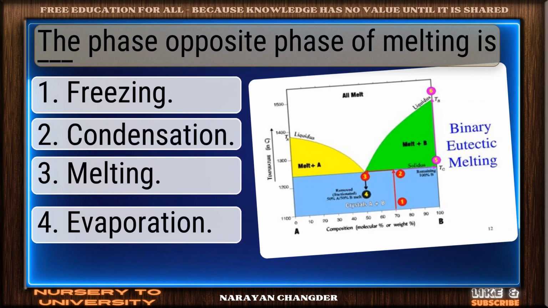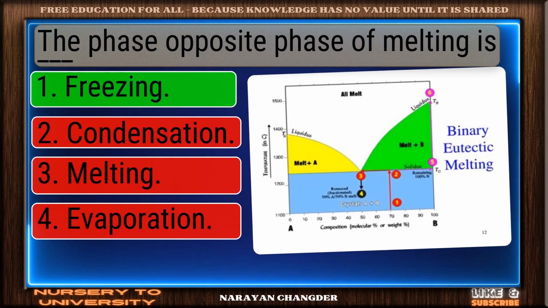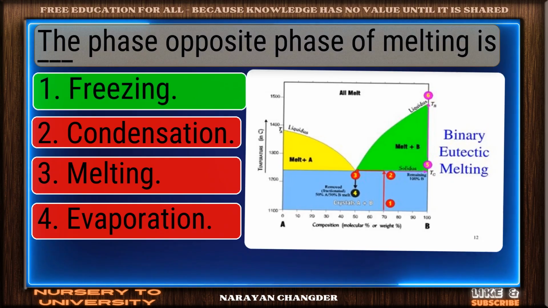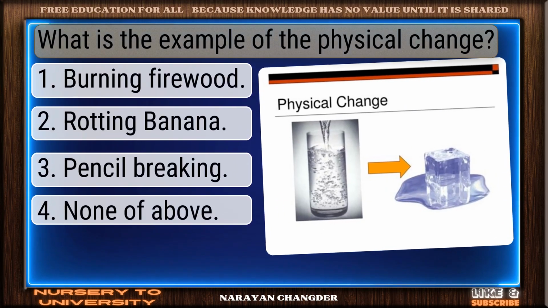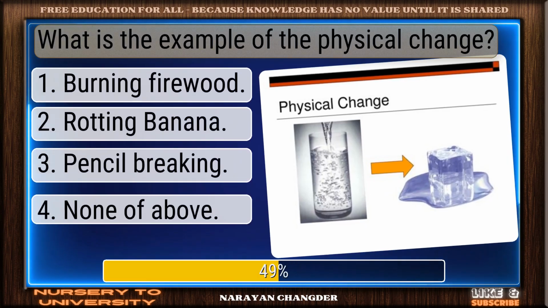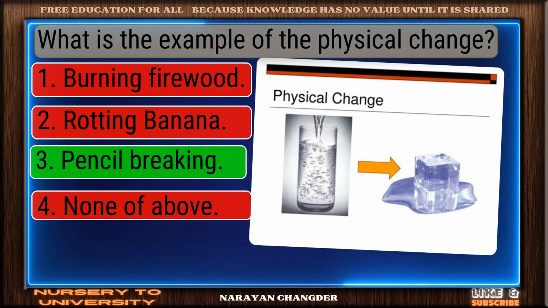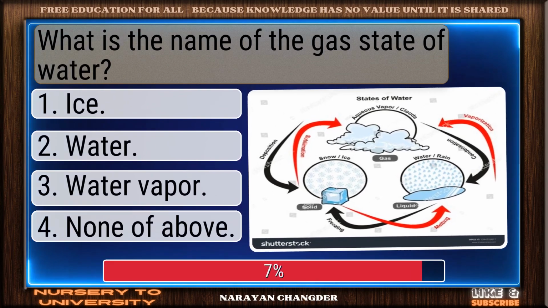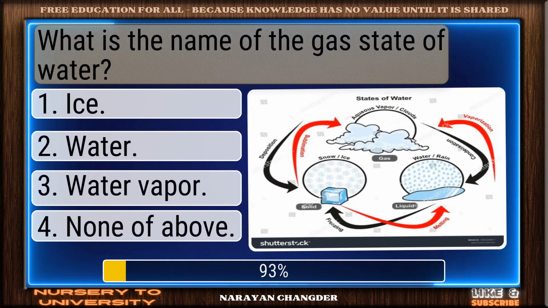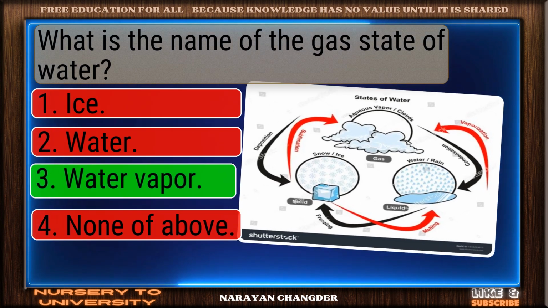The opposite phase of melting is dash. Right again. Freezing is a valid answer. What is the example of the physical change? Correct. Pencil breaking is the right answer. What is the name of the gas state of water? Bravo. Water vapor is the answer.